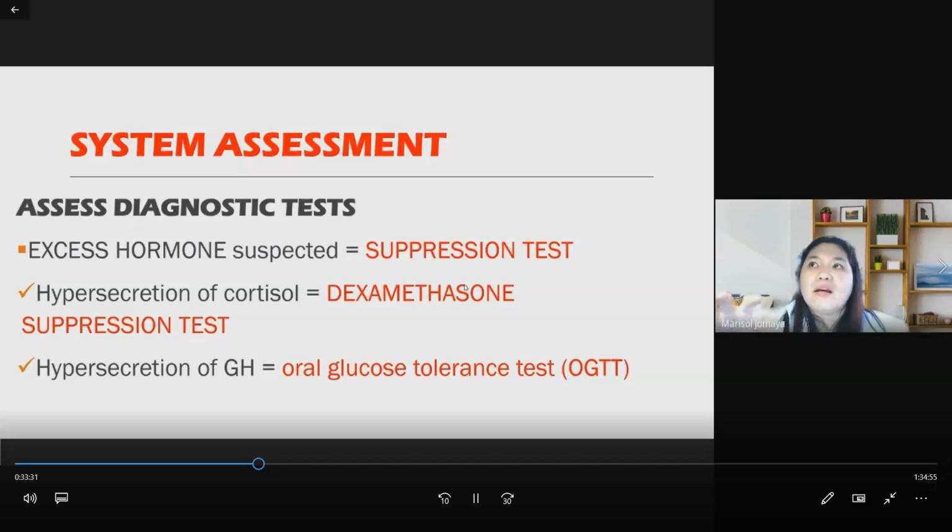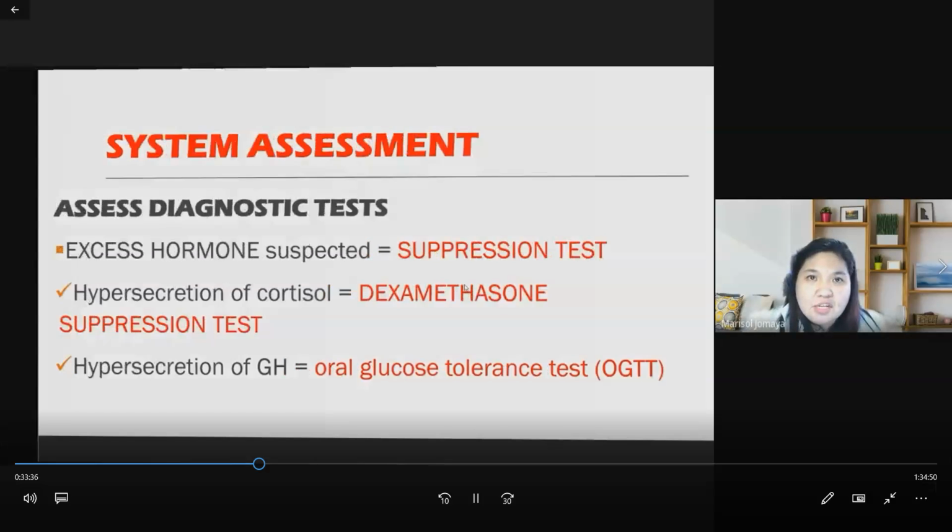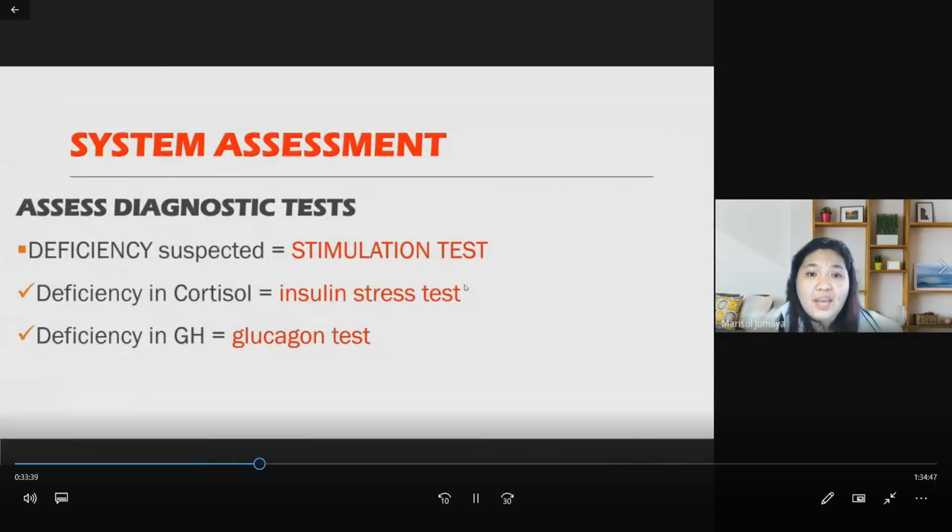Now, when we reverse it. When there is hyposecretion, no secretion at all, what you would like to have is a stimulation test. When you have a deficiency, you need to identify and recognize that, okay, this is really lacking. There is really something lacking in the client. There's a problem with the hormone secretion. So what you would like to have is a stimulation test that would confirm that there is really a problem with your hormone deficiency.